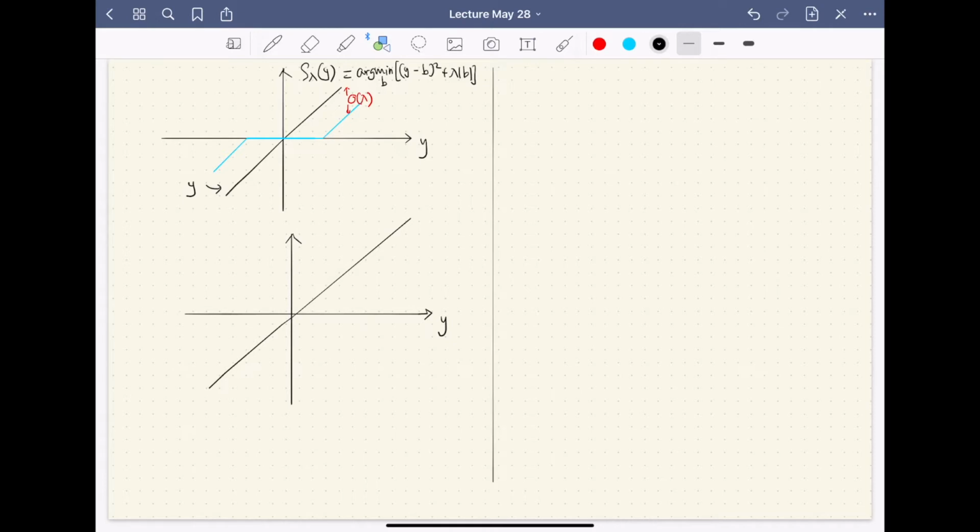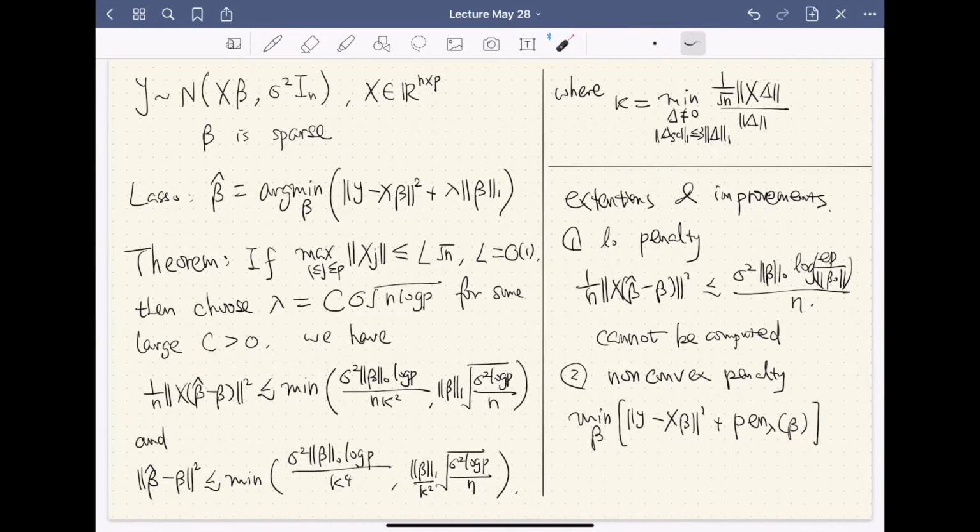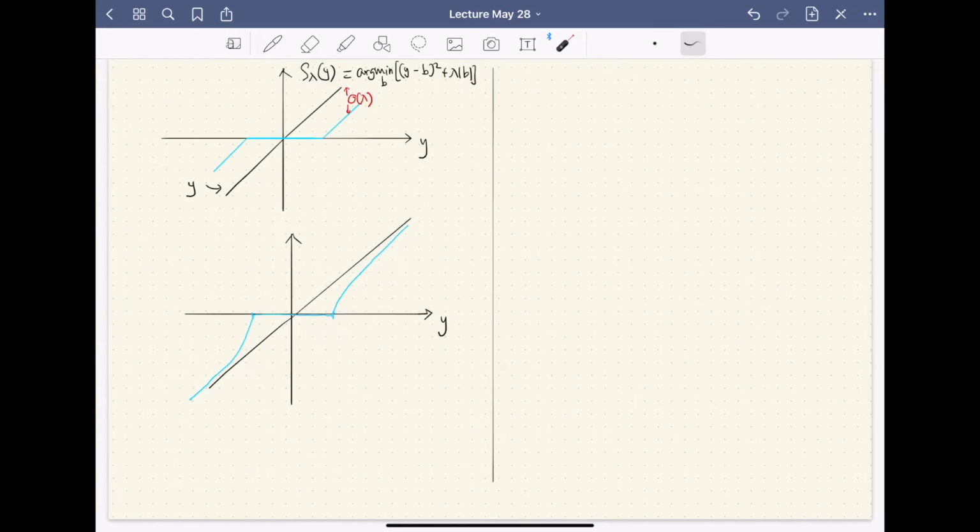The penalty that people study looks like this. First of all, it's obvious that below a certain level, you still need to threshold everything to 0. So this creates sparsity. However, as the value of y gets larger, you should gradually decrease the bias resulting from the thresholding or shrinkage operator. And you can actually design a specific penalty function so that it achieves this effect.